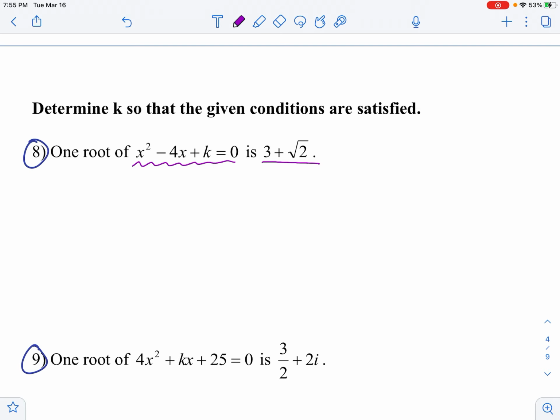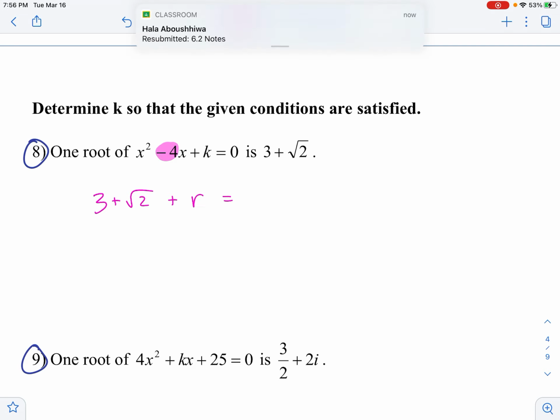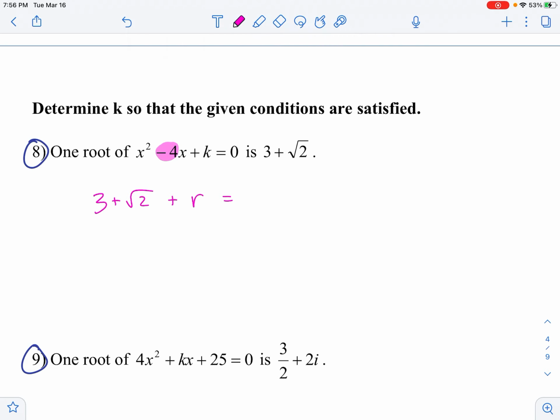I do not want to go through all my steps of plugging in my 3 plus root 2 for x. That's way too much work. We're going to use our sum and product instead. My sum of my 2 roots is going to give me this -4. That's where I'm going to start. If I have 3 plus root 2 plus my other root, I'll just call it r, I'm going to get the opposite of -4, so I'm going to get 4.